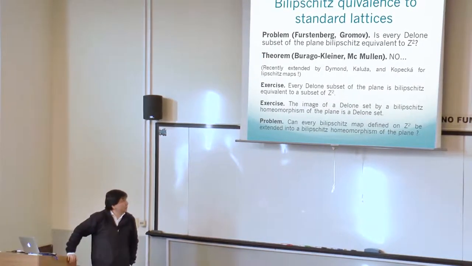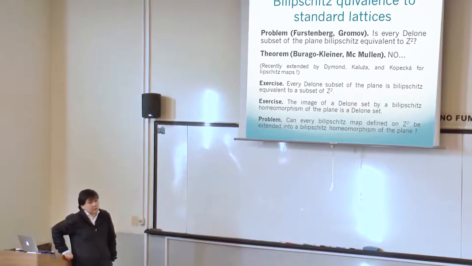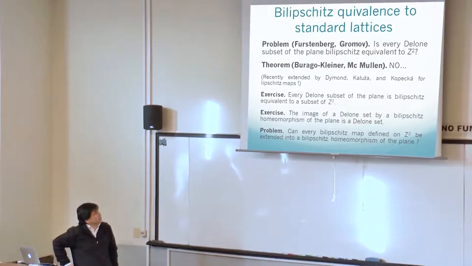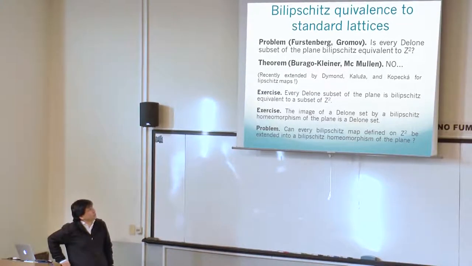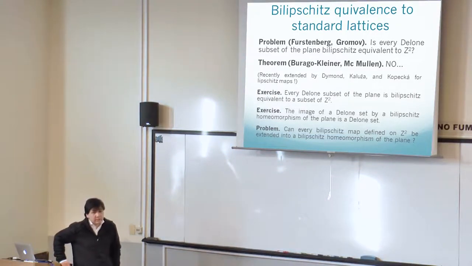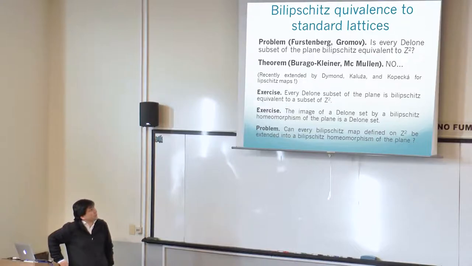Okay, and let me go very, very quickly to the main question of this. This is very interesting because it was formulated in an independent way by Furstenberg and Gromov with very different motivations. First, the motivation by Furstenberg came from dynamics. It was related to some recurrence times for some flows on the torus. And the motivation of Gromov was mostly geometric, and it came from geometric group theory.